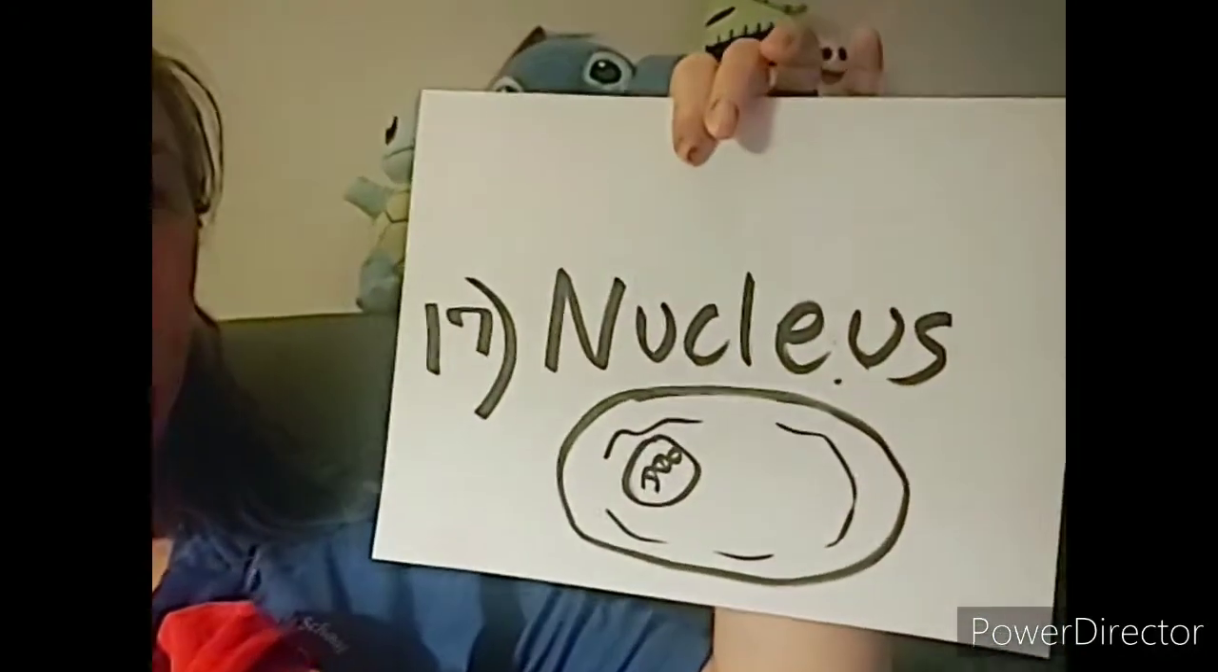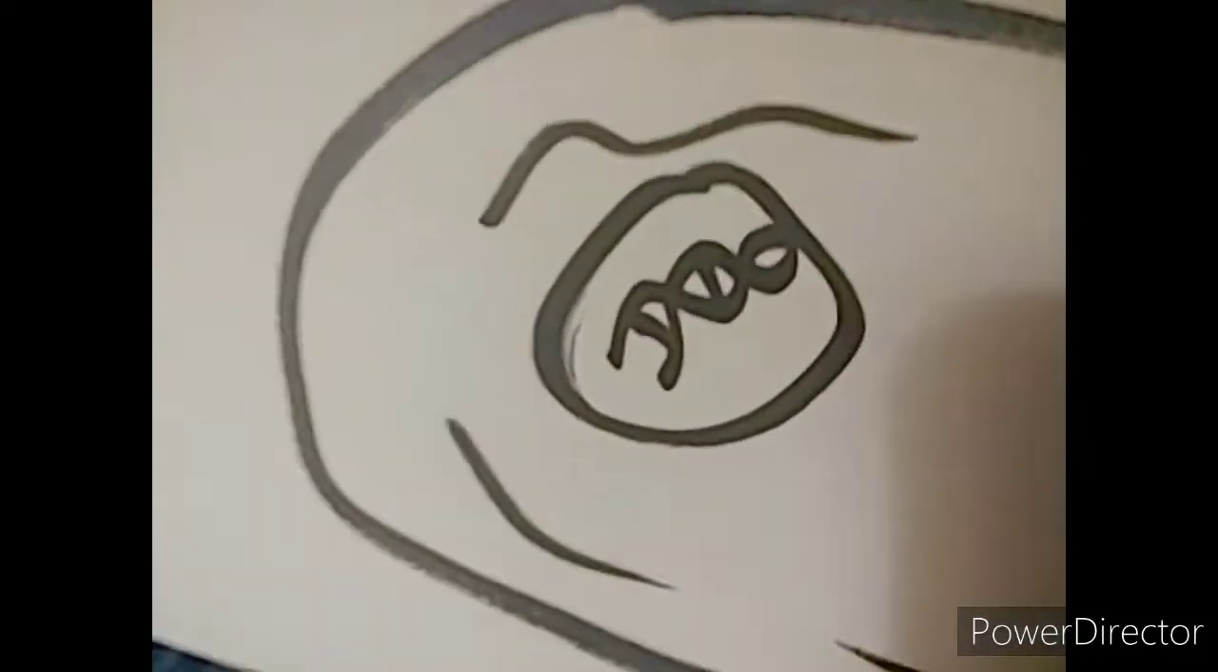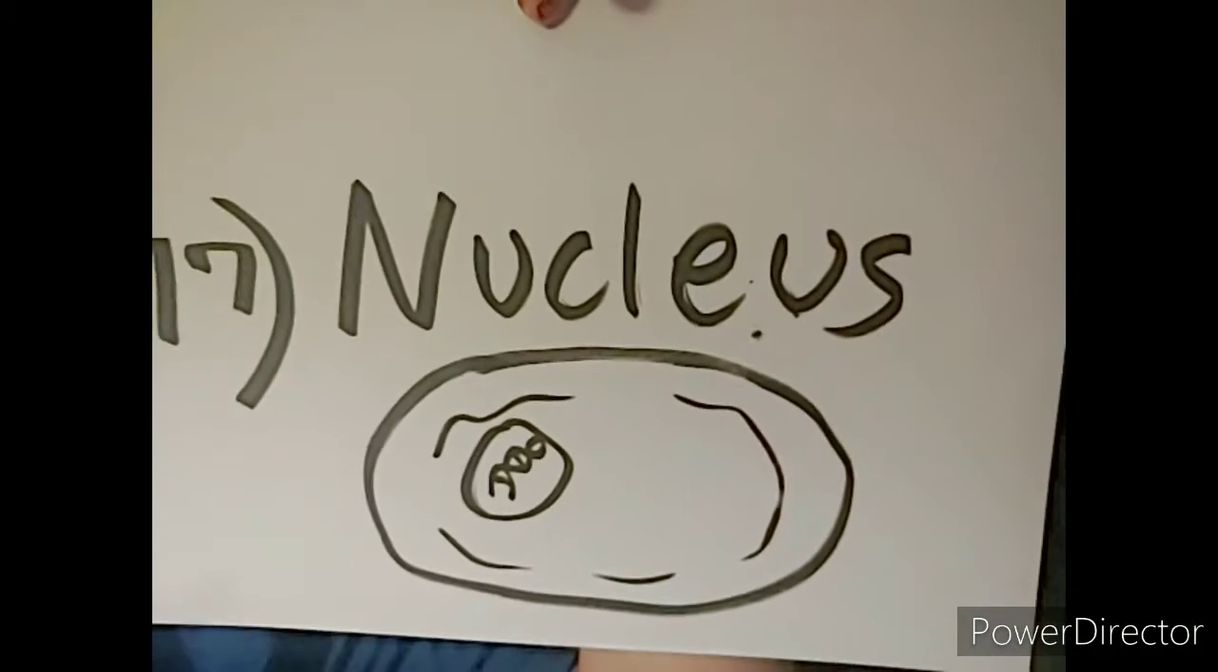As described. Number 17 is our old friend, the nucleus. That's where the DNA lives in eukaryotic cells. Sometimes people call it the brain of the cell, because the DNA has all the instructions on what the cell should do. DNA? That's number 18.